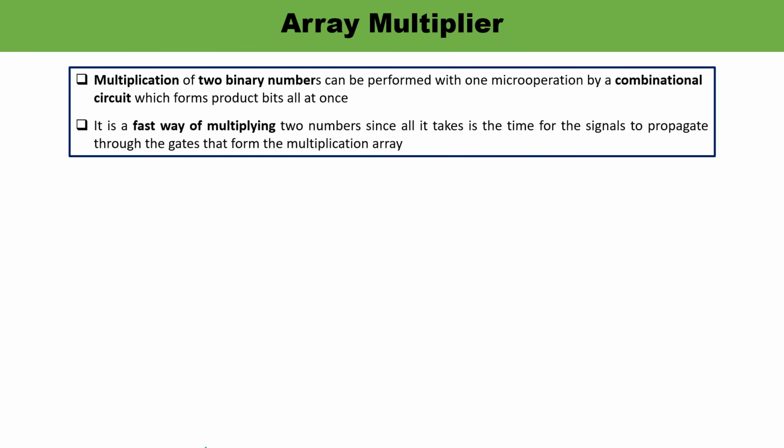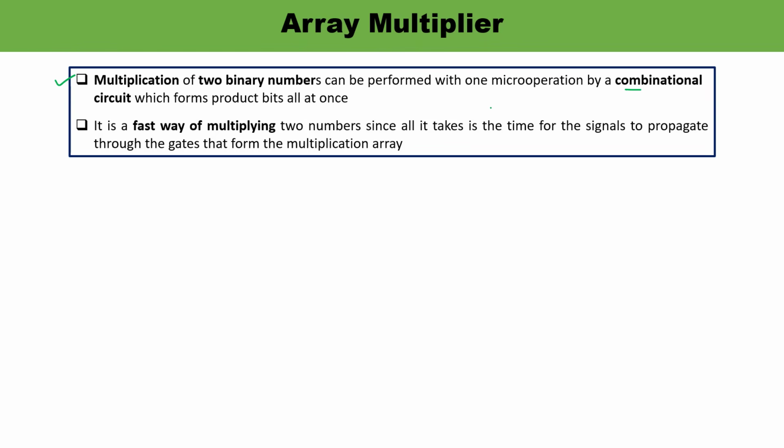When we have to perform the multiplication of two binary numbers, you have studied the multiplication algorithm, Booth's algorithm. But when we are talking about the implementation of the circuit, the multiplication can be performed with the help of micro operations, and it could be implemented with combinational circuits because that is going to form the product bits all at once.